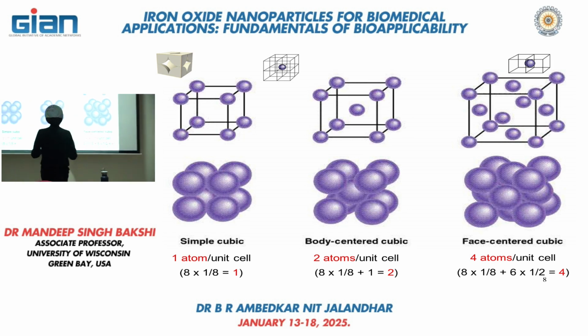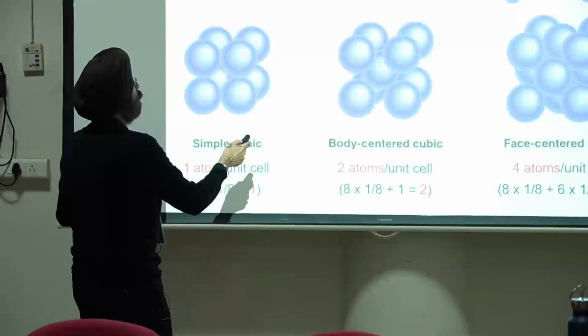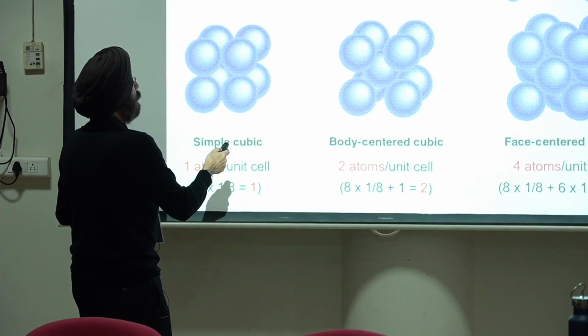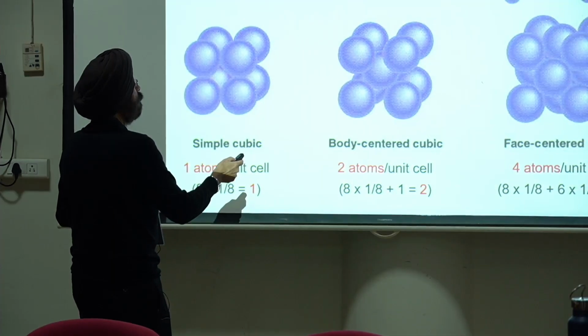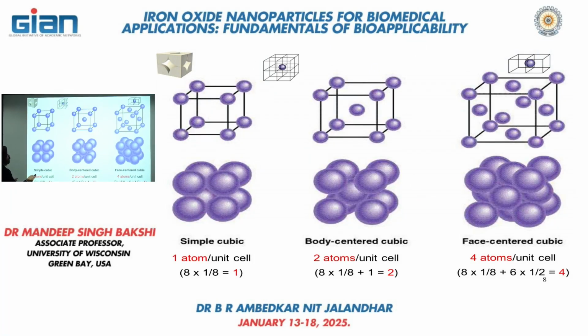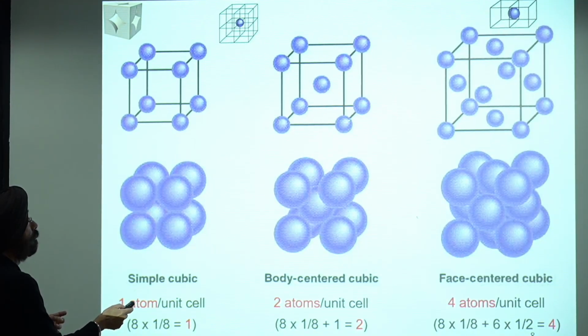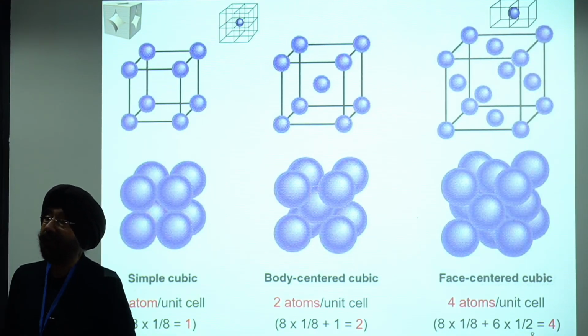In the case of the cube, this is the edge. This one is the vertices. All the corners are the vertices, and this is the edge. This represents the length of one side of the cube. So this edge length is related to the radius of an atom.